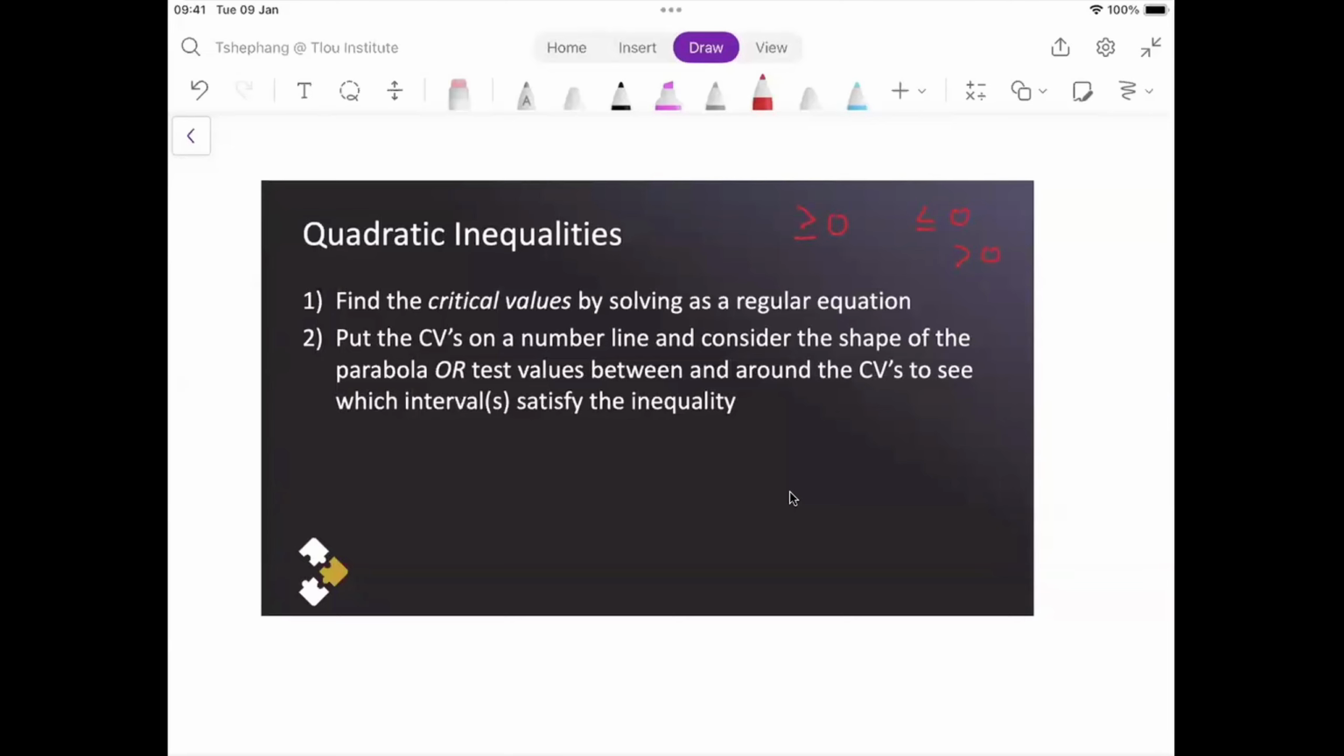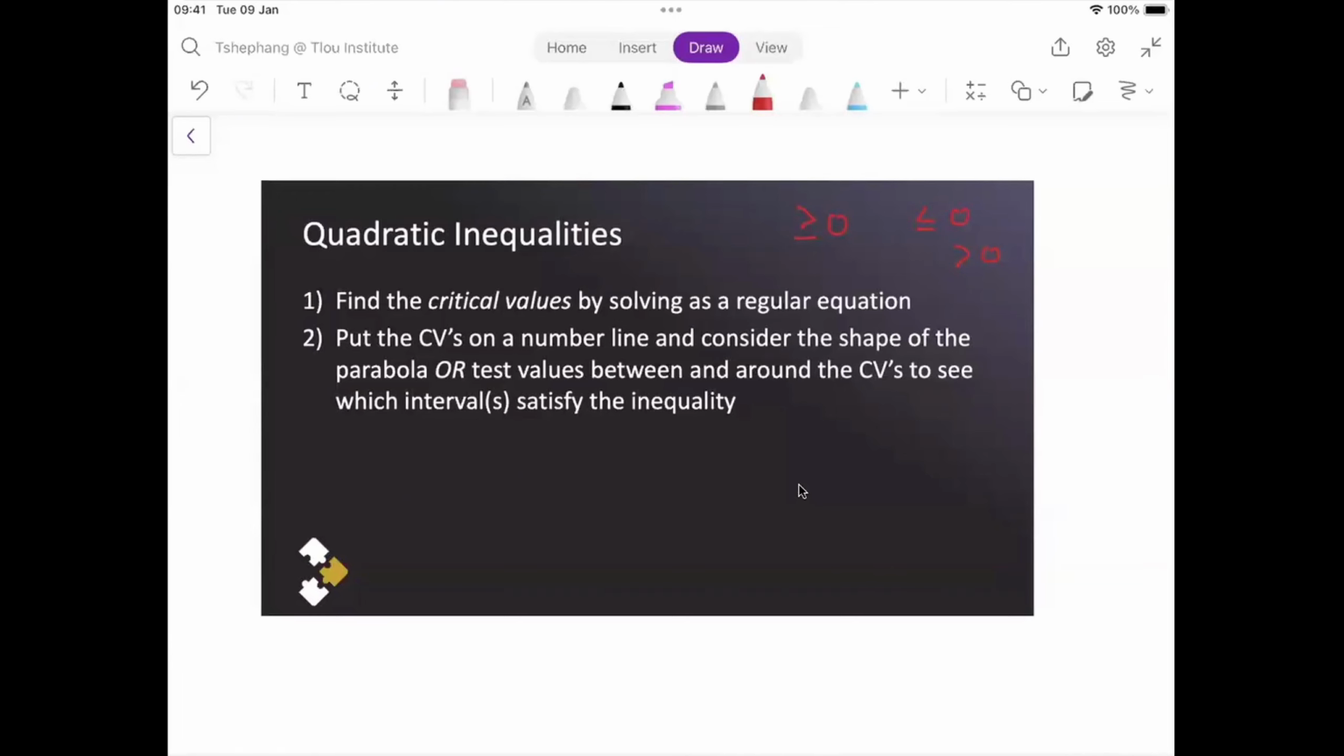Once you have solved, once you've found those x answers, you're going to put those answers, we call them CVs, critical values, on a number line. And then you're going to consider the shape of the parabola or test values between and around the critical values to see which interval or which intervals satisfy the inequality. So these are the steps that will help us solve for quadratic inequalities. And we are going to deal with some inequality problems, and we're going to apply this so that you can see how you need to go about it.